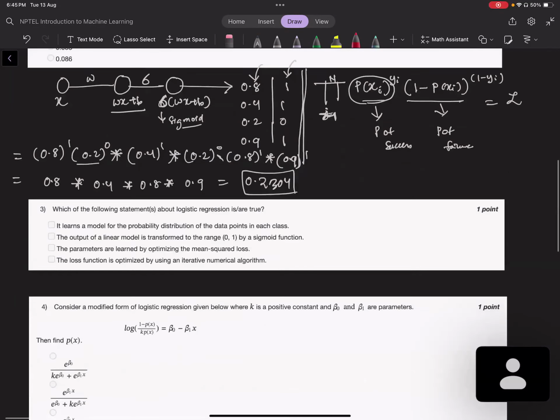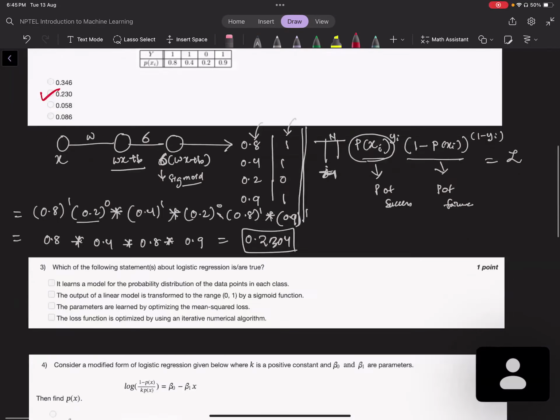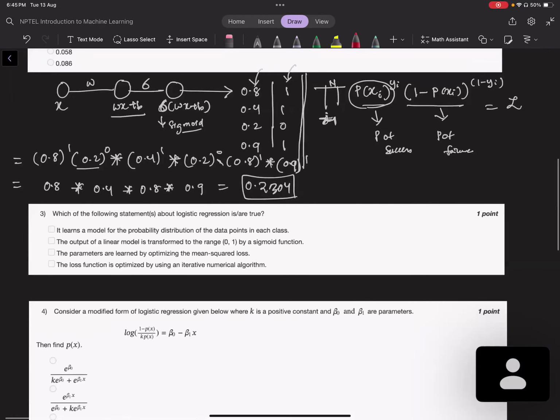You just have to put in the likelihood formula and you will get your answer. And I hope everyone is comfortable with the likelihood calculation and likelihood maximization. I think it was covered in one of the probability sessions.